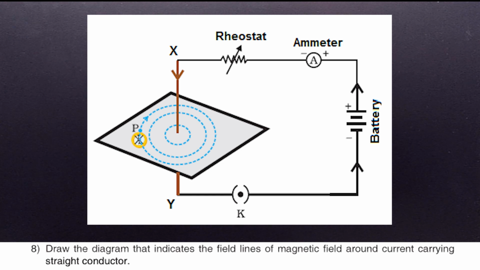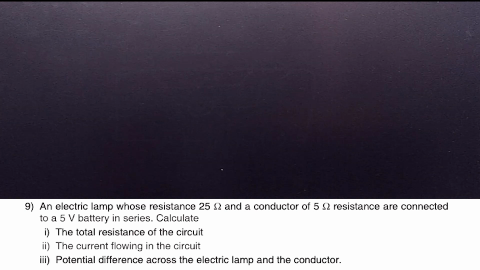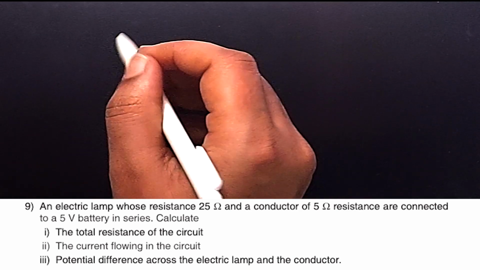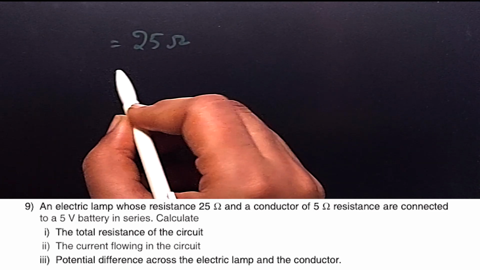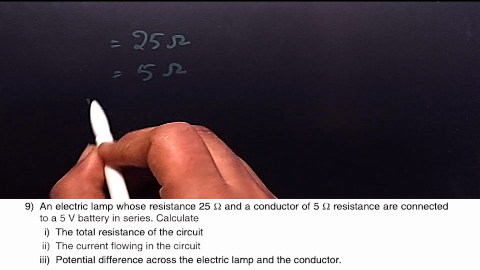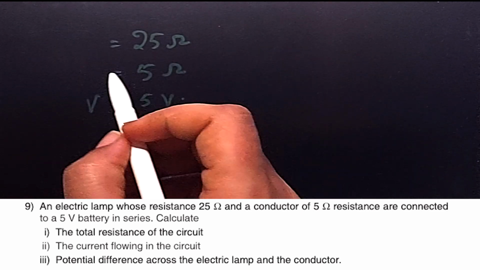Coming to the next question, fourth main, ninth question. An electric lamp whose resistance is 25 ohm and a conductor of 5 ohm resistance are connected to a 5 volt battery in series. Calculate total resistance of the circuit, current flowing in the circuit, potential difference across the lamp and the conductor. First, let me write down the given parameters. 25 ohms, 5 ohms, voltage is 5 volt.